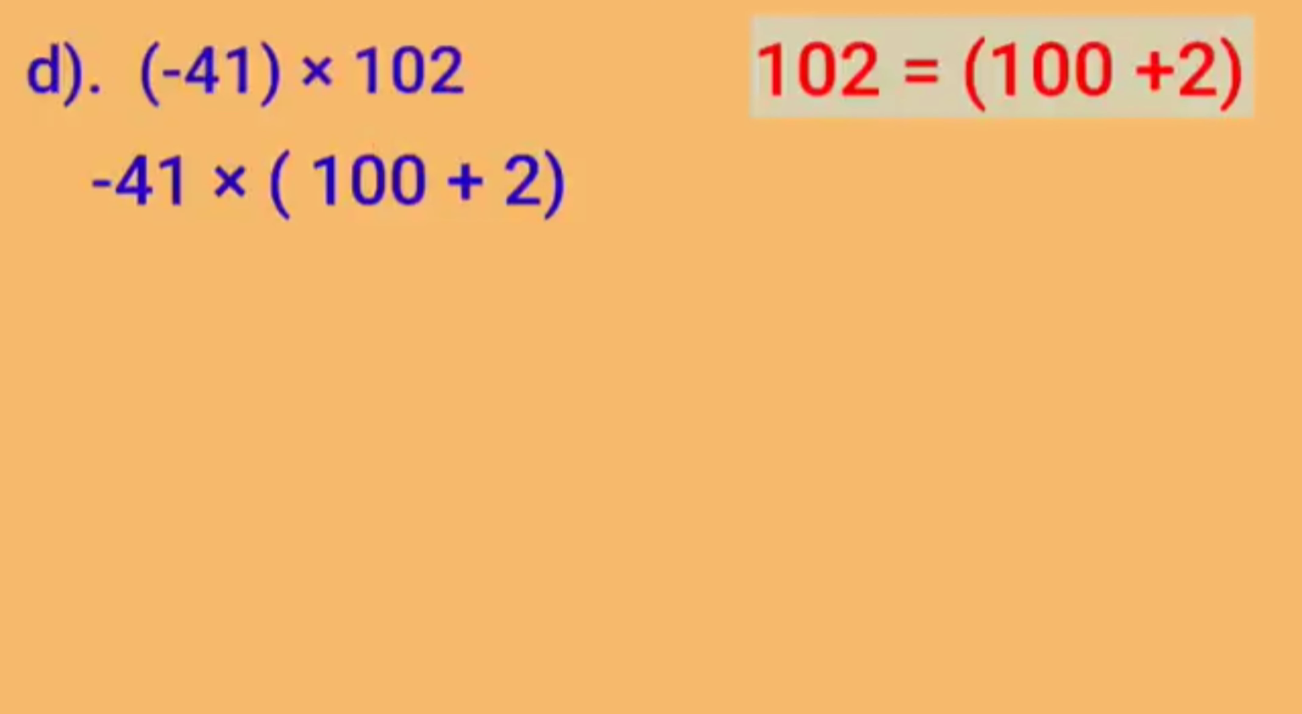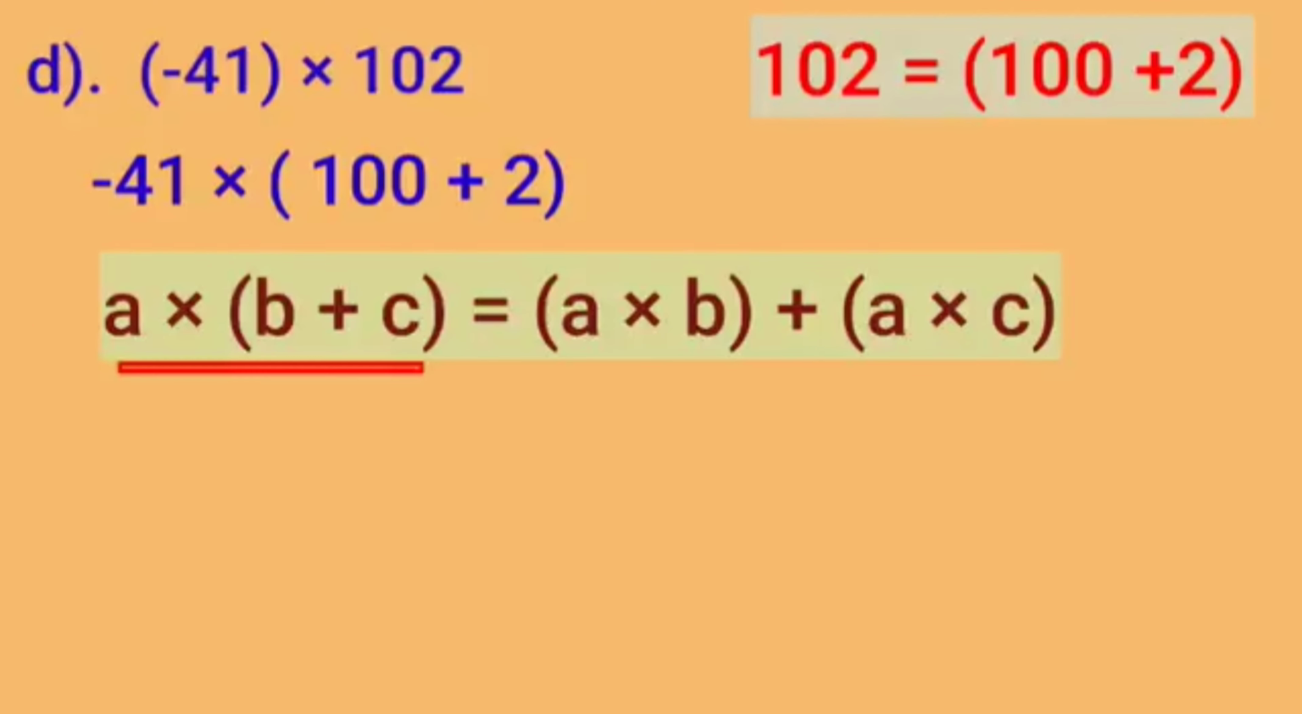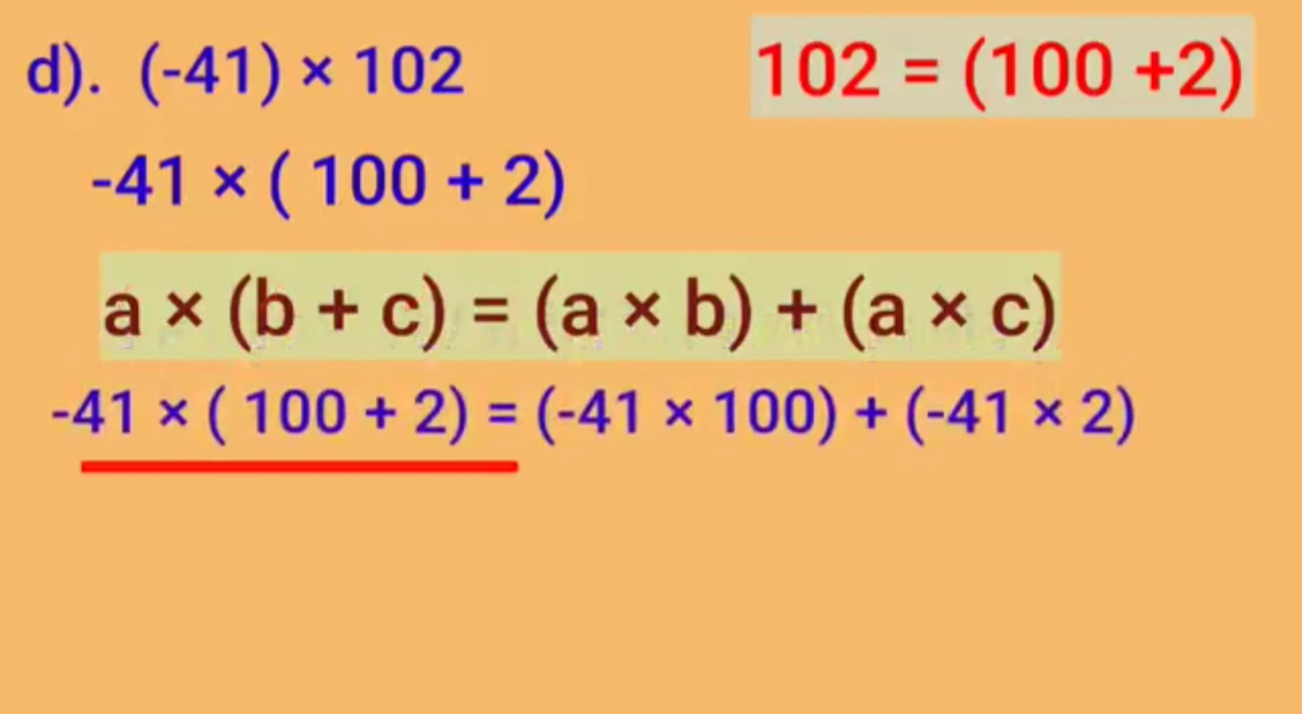The formula of the distributive property is A into B plus C is equal to A into B plus A into C. Now apply the formula in the given sum. Here A is equal to minus 41, B is equal to 100 and C is equal to 2. So, minus 41 into 100 plus 2 is equal to minus 41 into 100 plus minus 41 into 2.